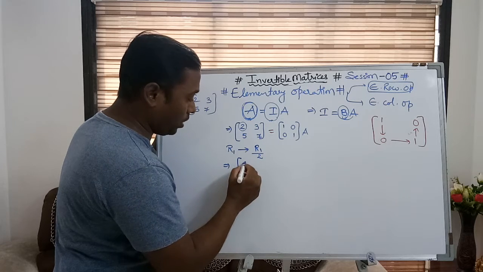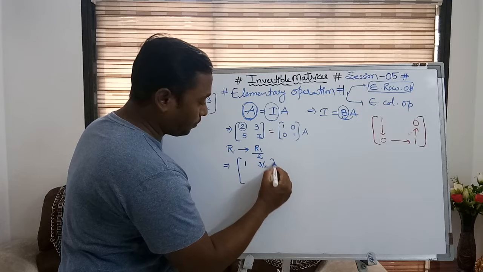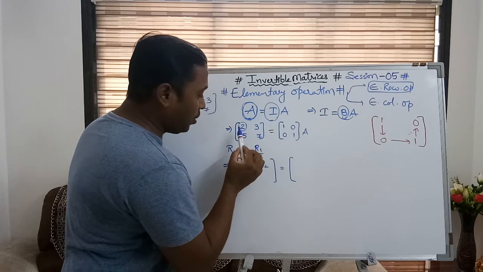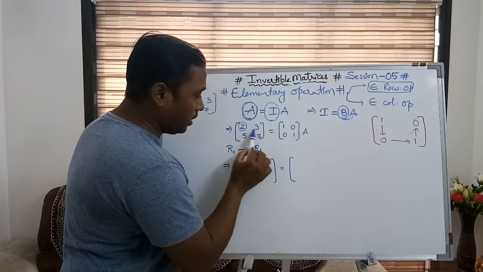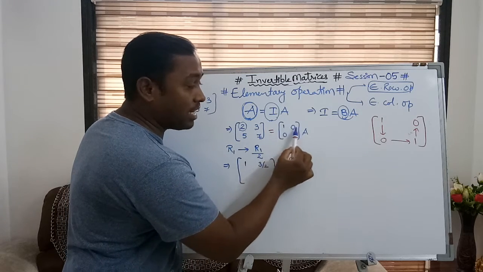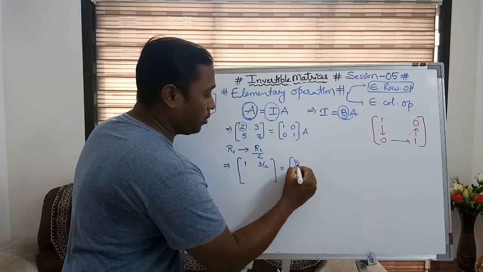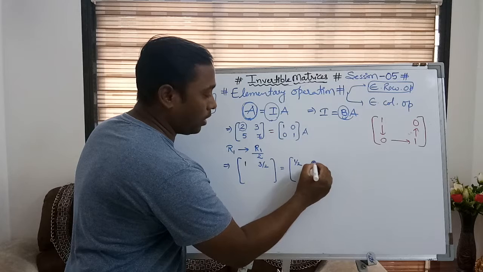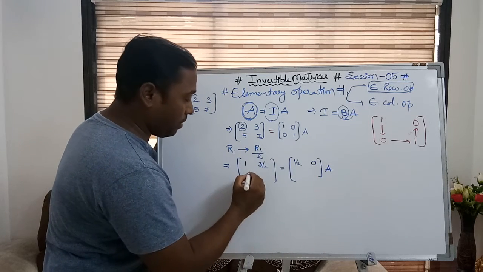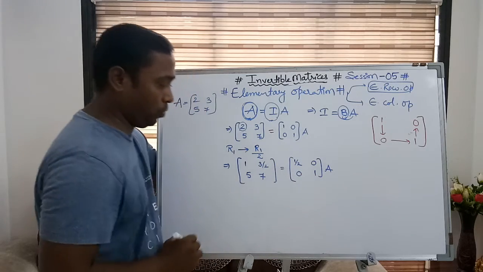So 2 by 2 is 1, 3 by 2 is 3 by 2 only. Then whatever change you have done in this matrix, the corresponding change will be done in the identity matrix also. This is the process. So 1 by 2, and 0 by 2 is 0 only. Next, row 2 elements remain the same, so I am writing row 2 as it is. There is no change in row 2.